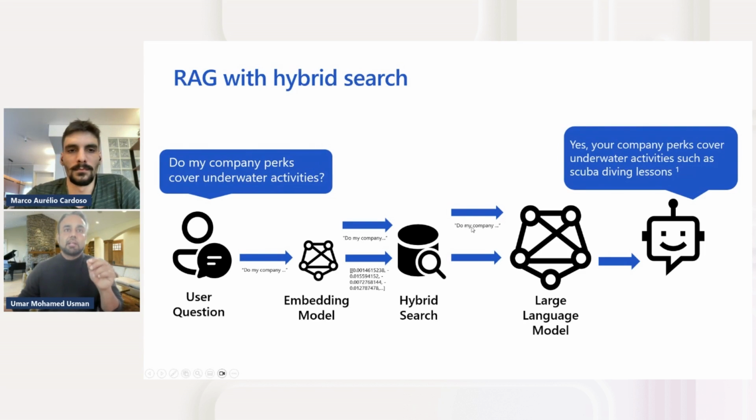Then you take those results along with the original prompt, along with the vectorized embedding of your prompt. You pass it on to the large language model, and then the large language model gives you the better answer, right? So that's how it works.